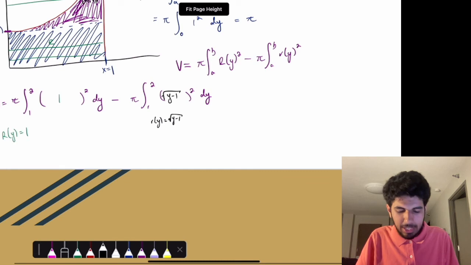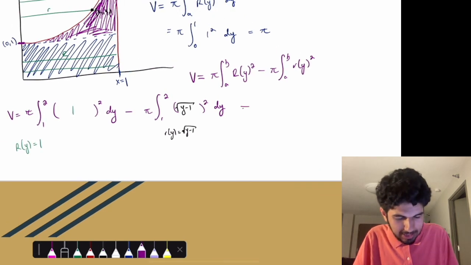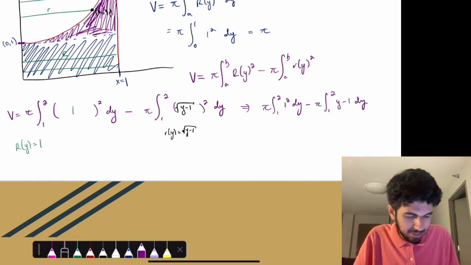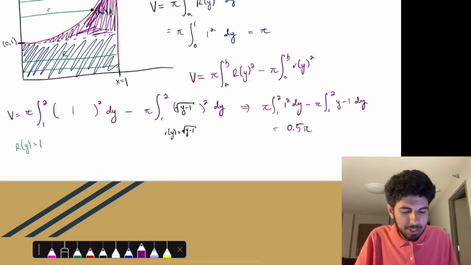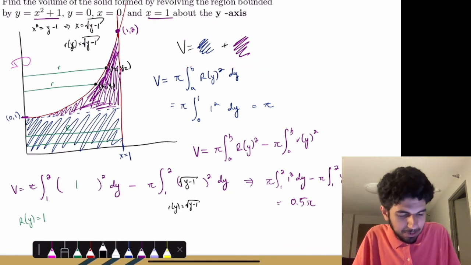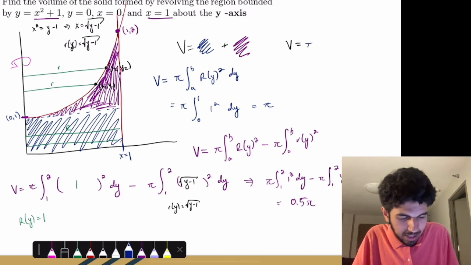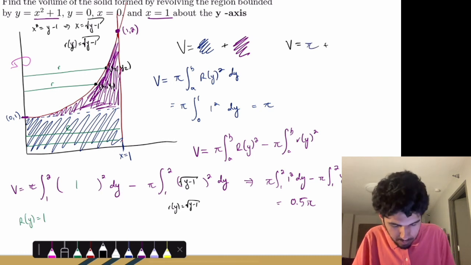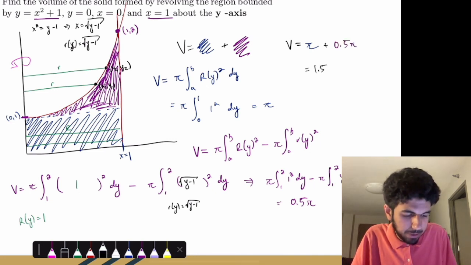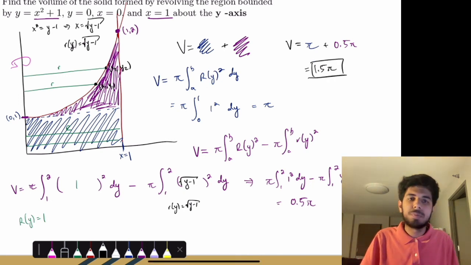Throw that in here. And now we have an integral to solve. So this is pi integral 1 to 2 of 1 squared dy minus pi integral 1 to 2 of y minus 1 dy. You can solve this out, and I believe it's equal to 0.5 pi. But recall, we wanted the volume of the entire region, so we have to sum them together. We have V equals pi plus 0.5 pi, and that is equal to 1.5 pi, which is our answer.